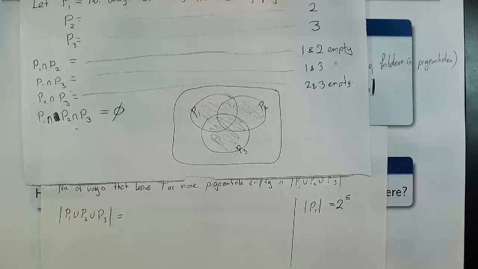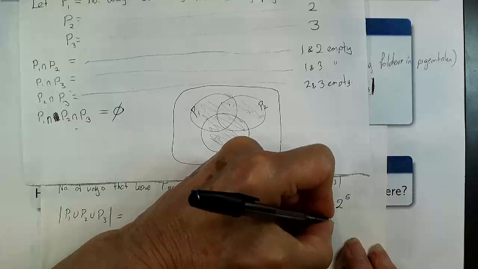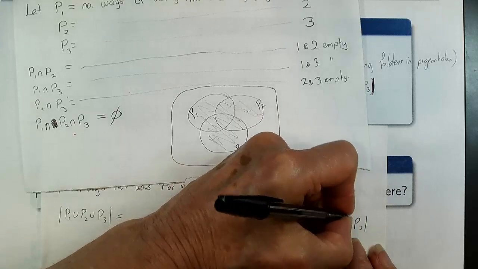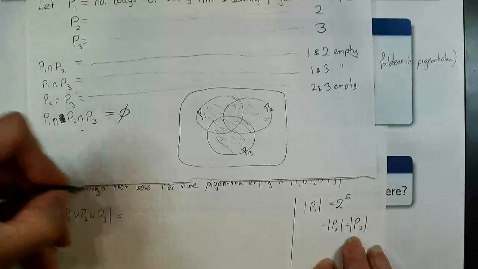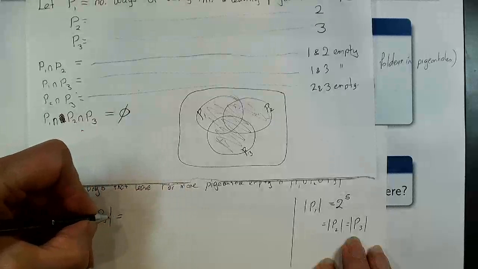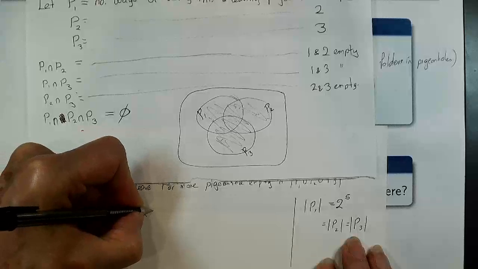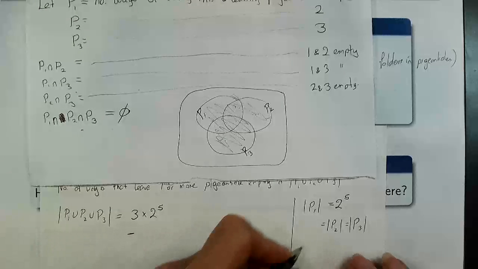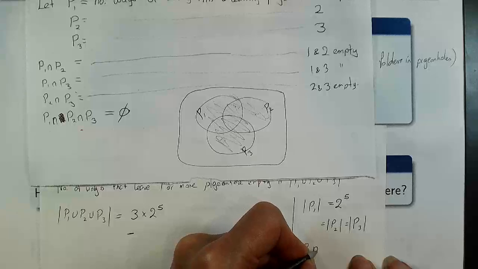And it's the same for P2 and P3, because P2 is just where you avoid the second pigeonhole, and P3 is where you avoid the third pigeonhole. So that's also equal to P2 and P3. So P1 union P2 union P3 equals 3 times 2 to the 5th. That's the P1 plus P2 plus P3 bit. There. Now I'm going to subtract off, oh dear, what's P1 intersect P2?